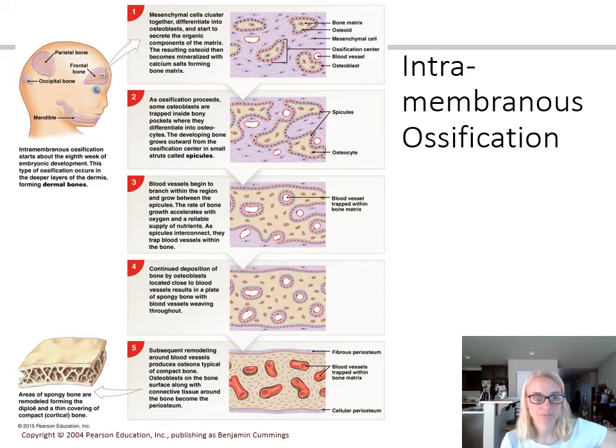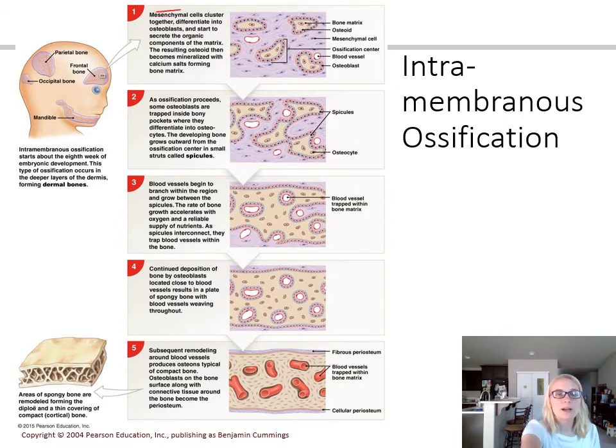endochondral ossification. So as the name implies, intramembranous, it starts off within a membrane. And what kind of membrane is it? It's like a dense irregular connective tissue. Sometimes they're called dermal bones because the tissue that it starts off with is very similar to the dermis of our mature skin.